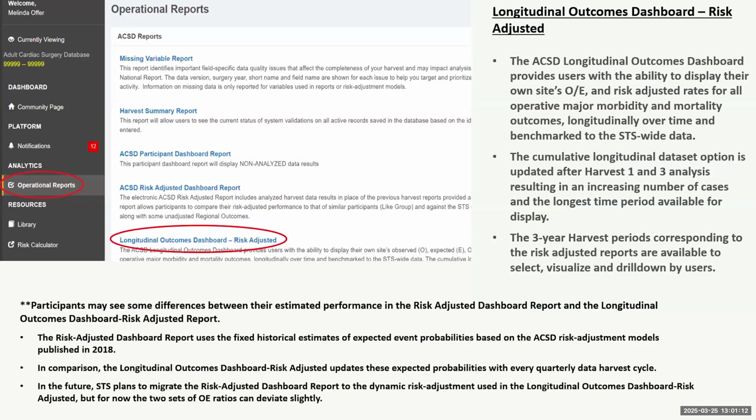I think in the future they're working on ways to migrate that so that we don't have those deviations. But for now, just be aware if you see some slight differences between these two reports, that's the reason why.